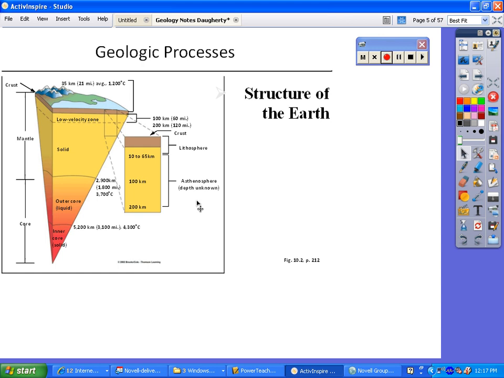And this is just one more picture showing you our four different layers. So inner core is solid, outer core is liquid. Your widest layer here is the mantle with a solid bottom part and that flowing top part, and then you have your crust.